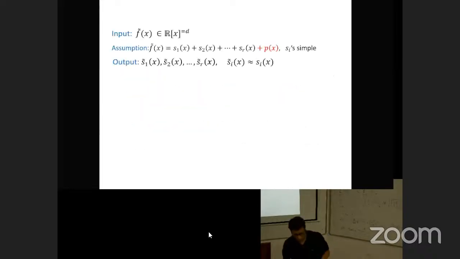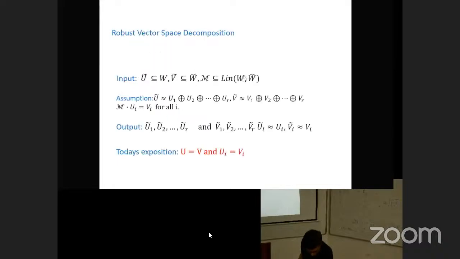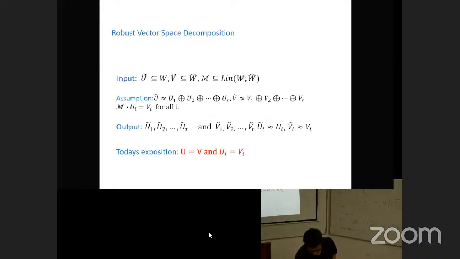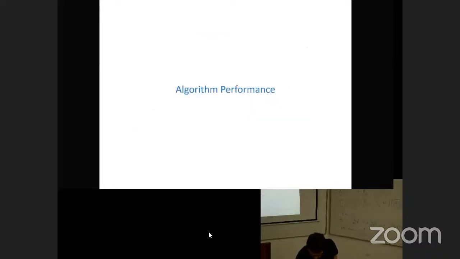It turns out that this algorithm can be made robust, in the sense that even if you know that polynomial only approximately, with a perturbation P, you can still recover these summands approximately. And the idea in hindsight is very simple. You just replace equality by the right notion of almost equal. But it took us a long time to figure this out. I'll skip this.